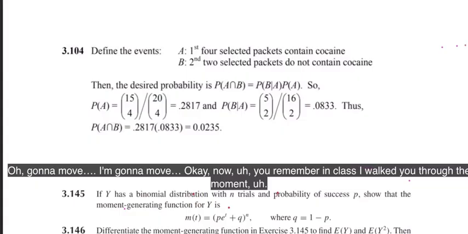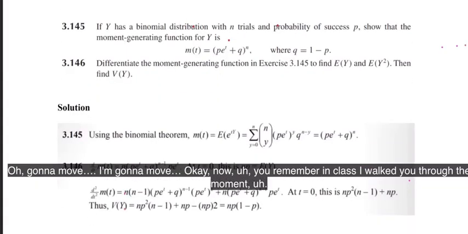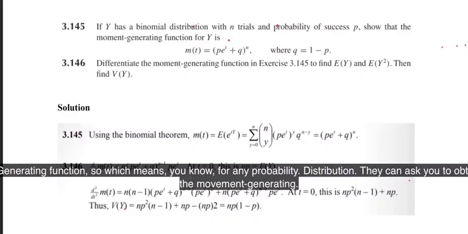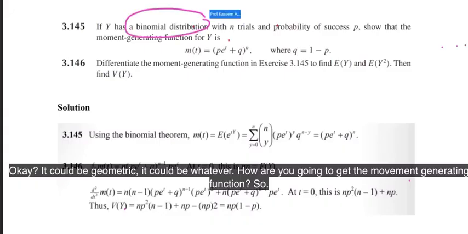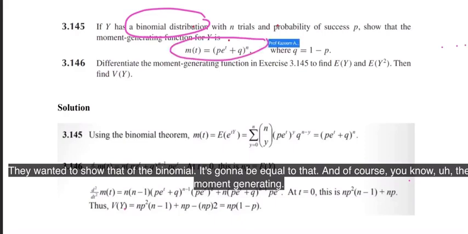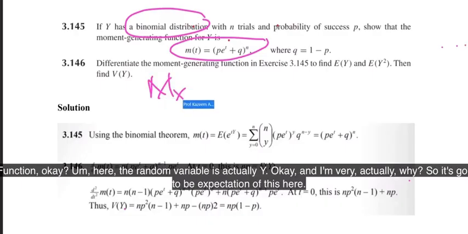Now, you remember in class I walked you through the moment generating function. For any probability distribution, they can ask you to obtain the moment generating function. When you take a look at this now, they're focusing on the binomial. It could be geometric, it could be whatever. How are you going to get the moment generating function? They wanted to show that the one for the binomial is going to be equal to that.